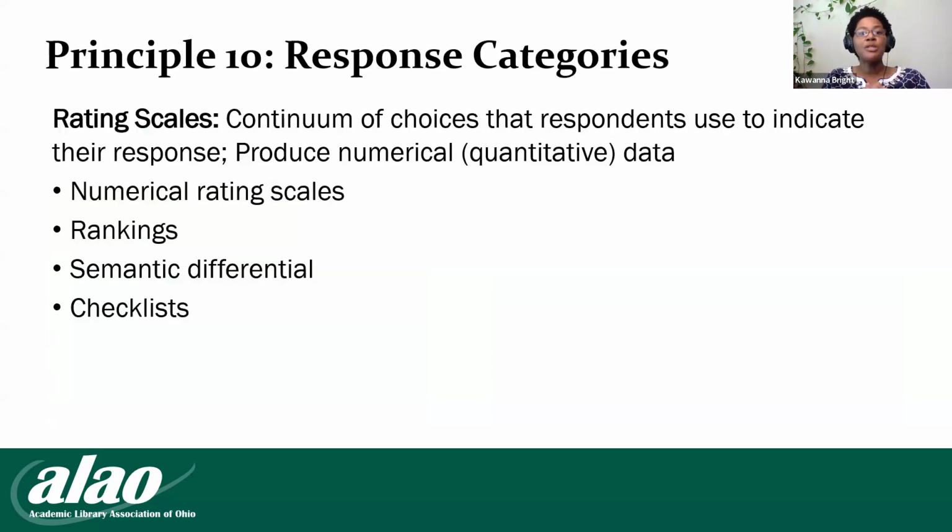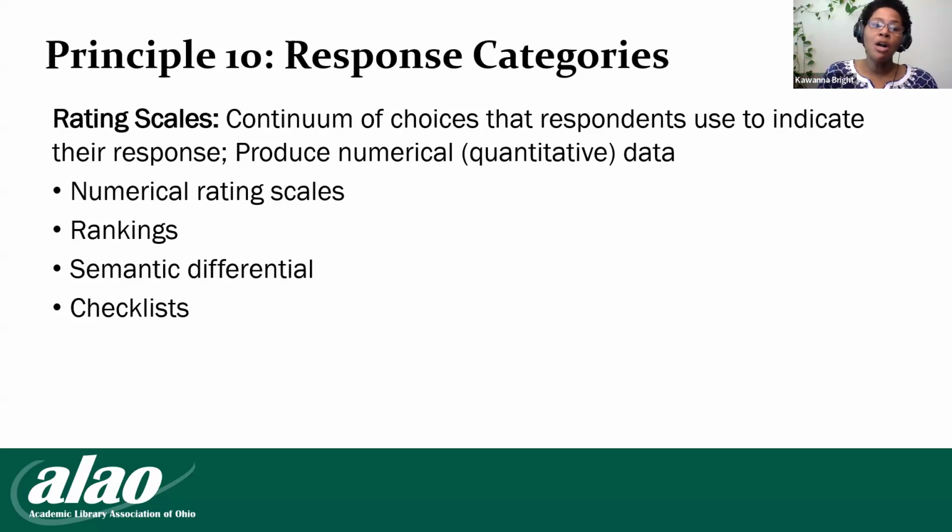All right, we're getting there, folks. Principle 10, response categories. Now, I will say this is where we're going to start getting a little bit crazy because there's multiple options, but choosing how you're going to have people rate things is super important. You've got your rating scales that are available to you. These are the choices that your respondents are going to have to choose their response. This is going to give you quantitative data.